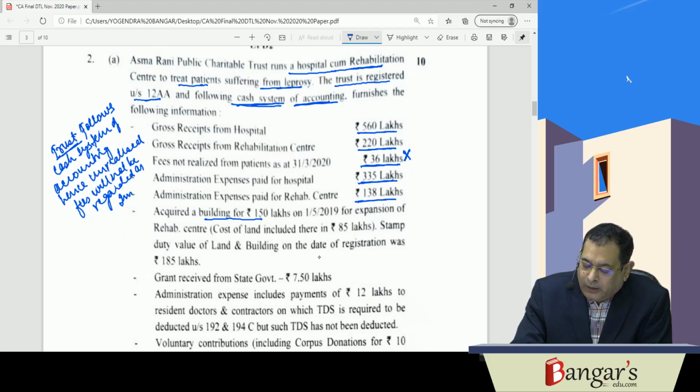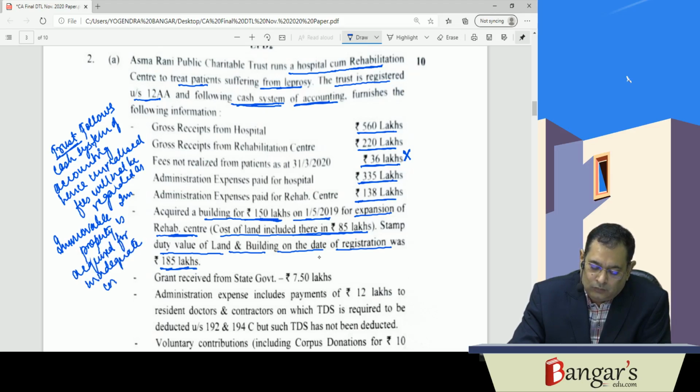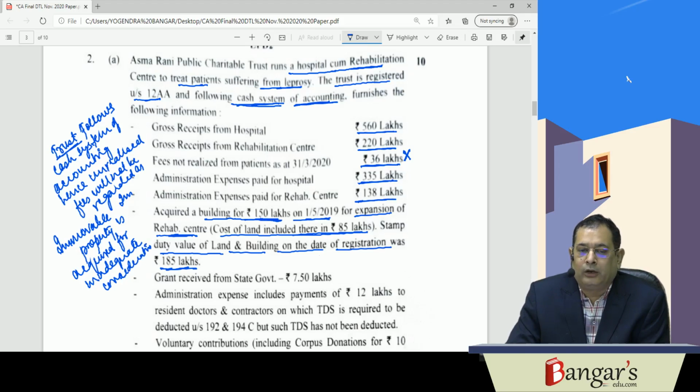Now, acquired a building of 150 lakhs on 1/5/19 for expansion of rehabilitation center. Cost of land included there is 85 lakhs. Stamp duty value of land and building as on the date of registration was 185 lakhs. Now here, immovable property has been acquired for inadequate consideration.